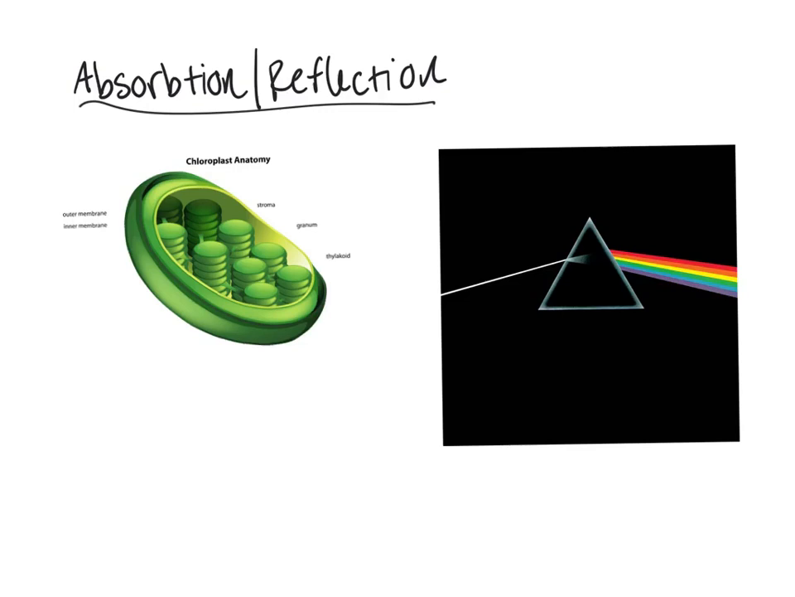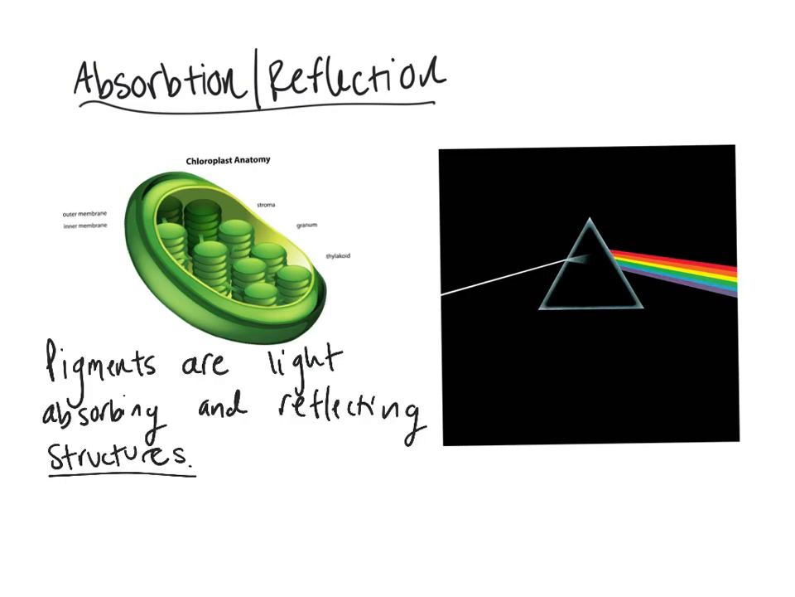And the thylakoids have something called pigments in them, and pigments are just light absorbing and reflecting structures. There are a lot of different types of pigments. The most common is going to be chlorophyll. However, I don't want you to think that all pigments are the same, because obviously every time you go to school and you see people wearing different colored clothing, that means there are so many different types of pigments, meaning that they're all going to absorb and reflect different wavelengths of light.